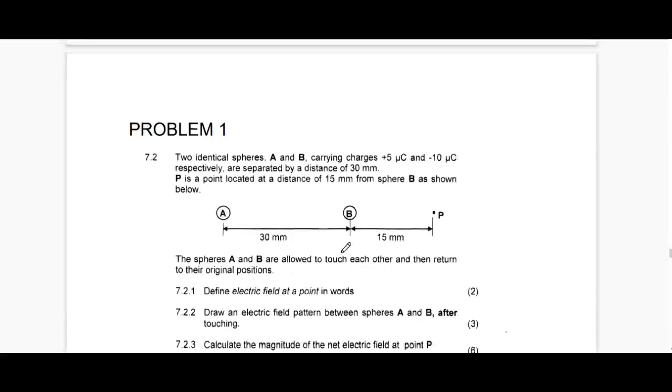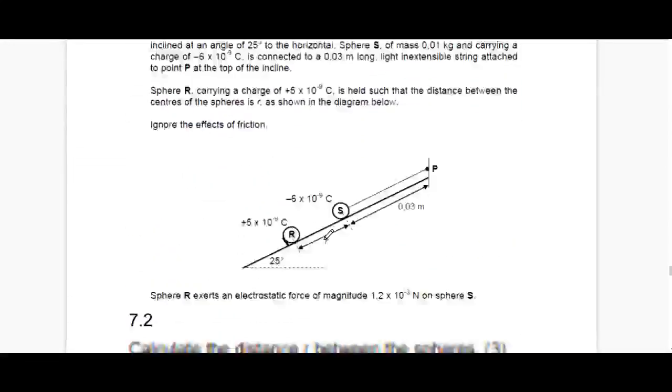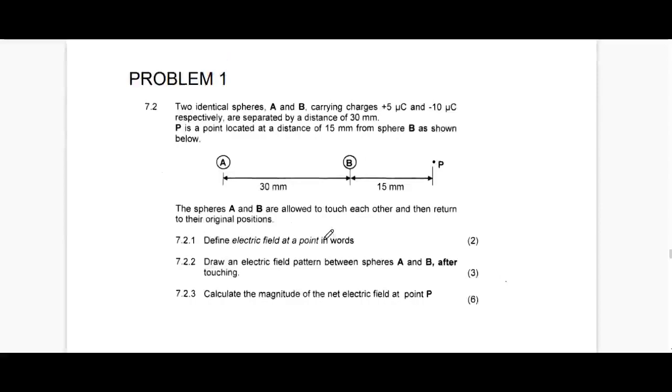Now, problem 1 comes from a past paper. I think I'm going to do this one in a separate video. So let me conclude this video here.